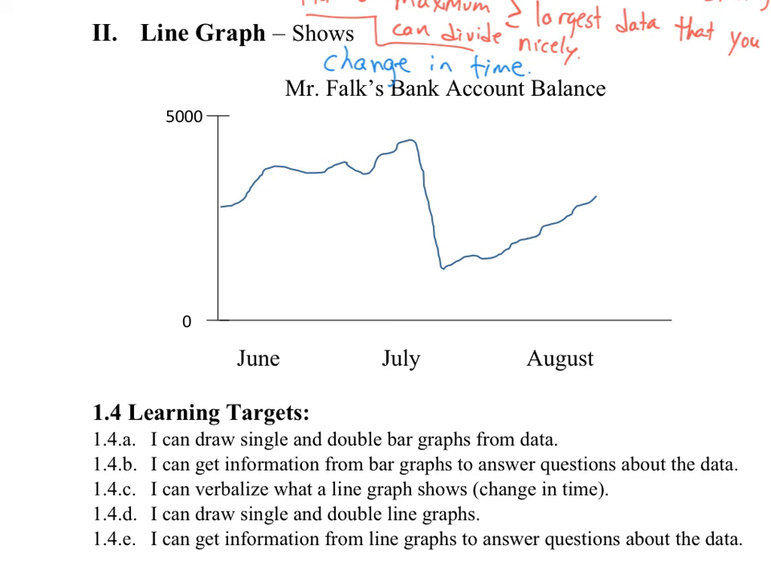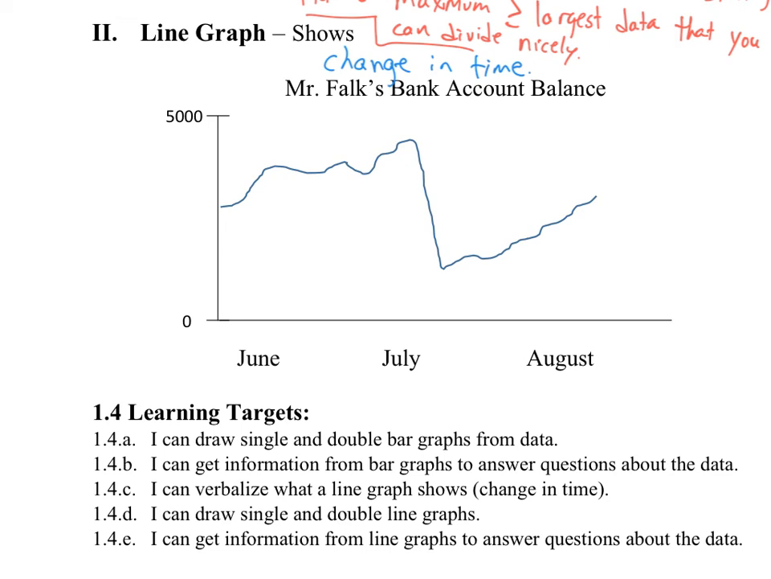We get paid, it goes up. I buy something for my mom, put it on my credit card, she writes me a check. I deposit the check, it goes up. Credit card bill comes due with my new bike on it, it goes down, and so on. So it's kind of something like this. You could say this is Mr. Falk's bank account balance for the summer.